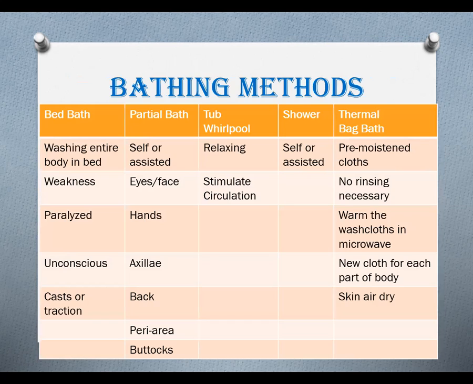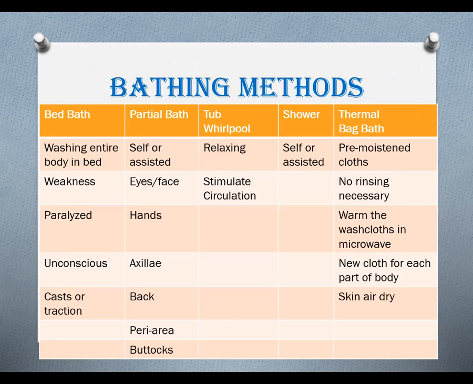There are several bathing methods. A bed bath is for a person who is not well or is bedbound, and for the most part, this is probably a person who has maybe a general weakness. They are paralyzed, they are unconscious, or they have a cast or traction, and they are not able to get up and get into the shower room or the bathroom or the bathtub. You are going to give them a bed bath. A bed bath is washing the entire body in bed.